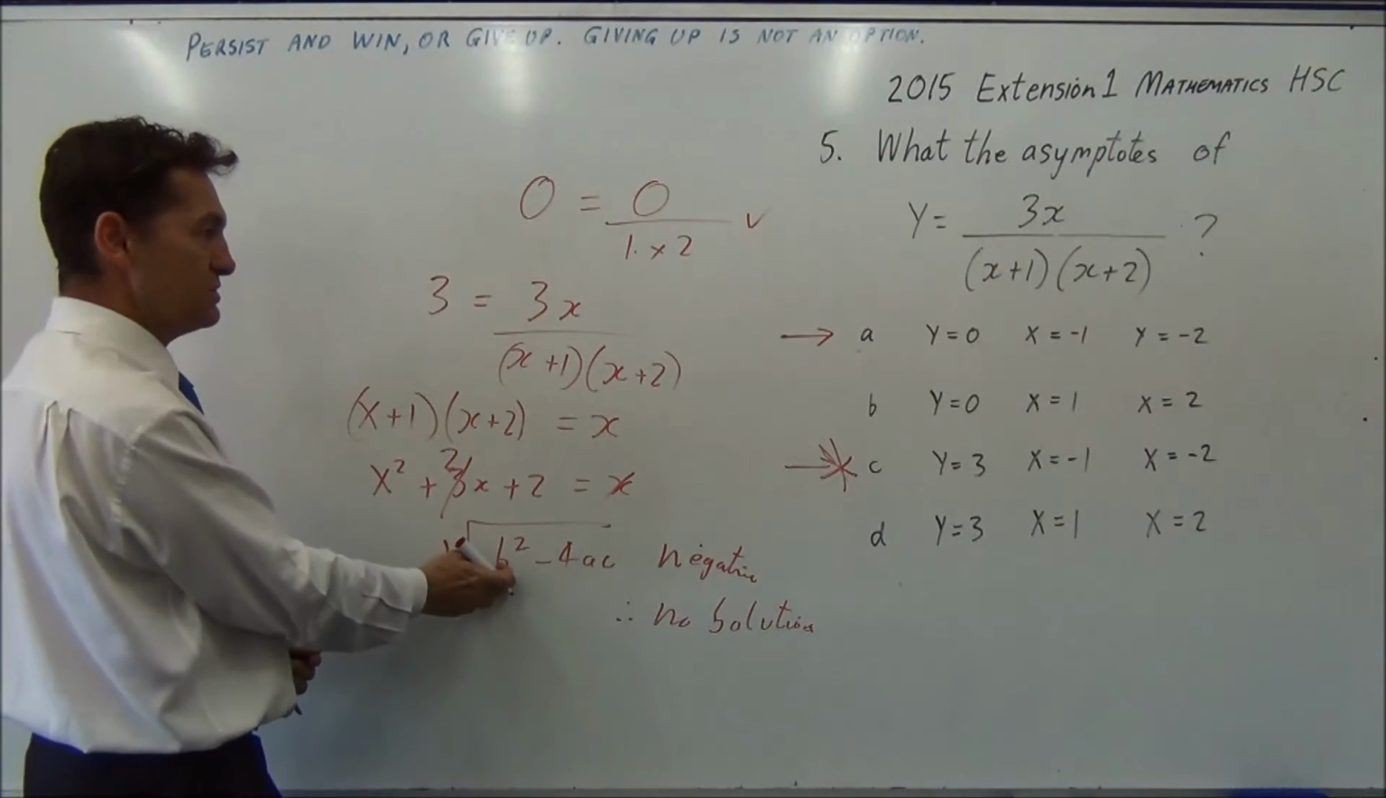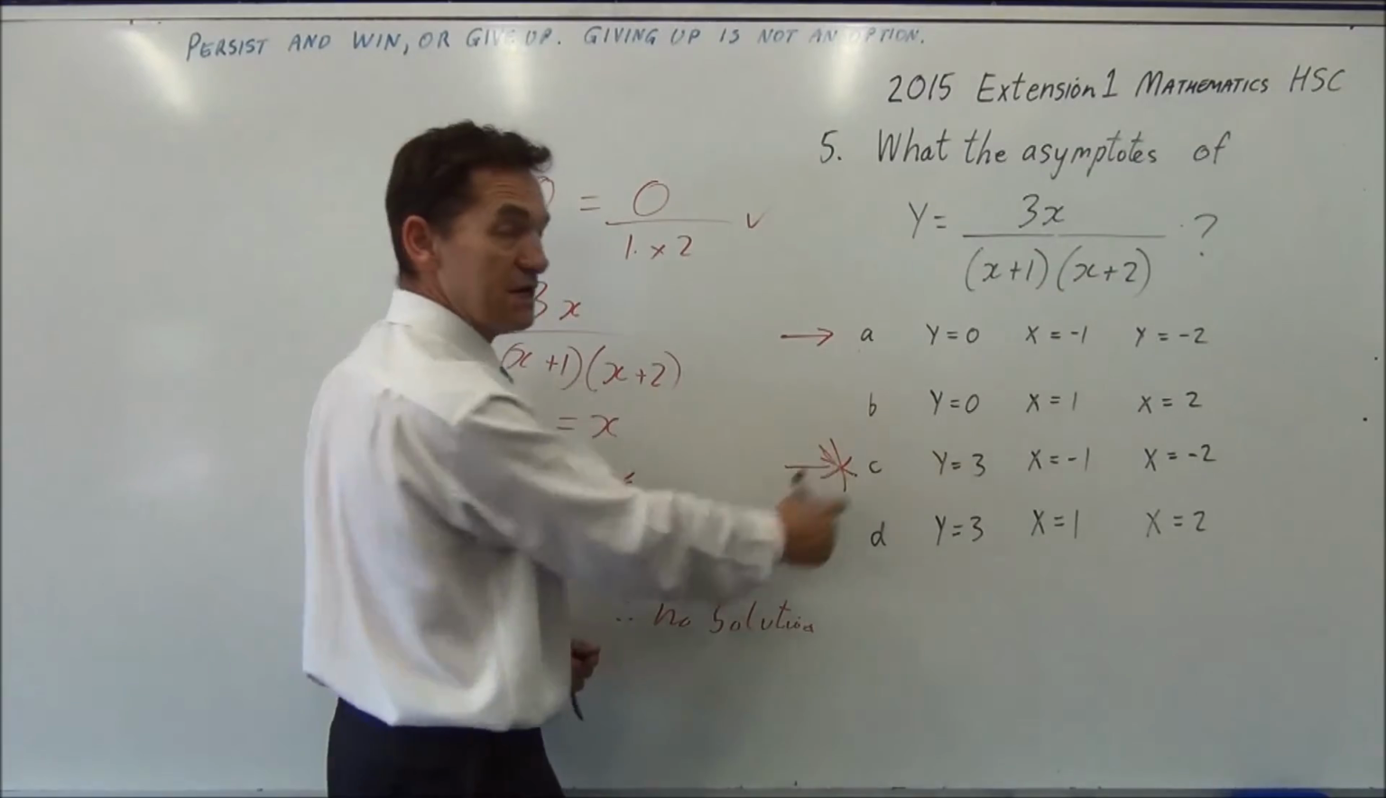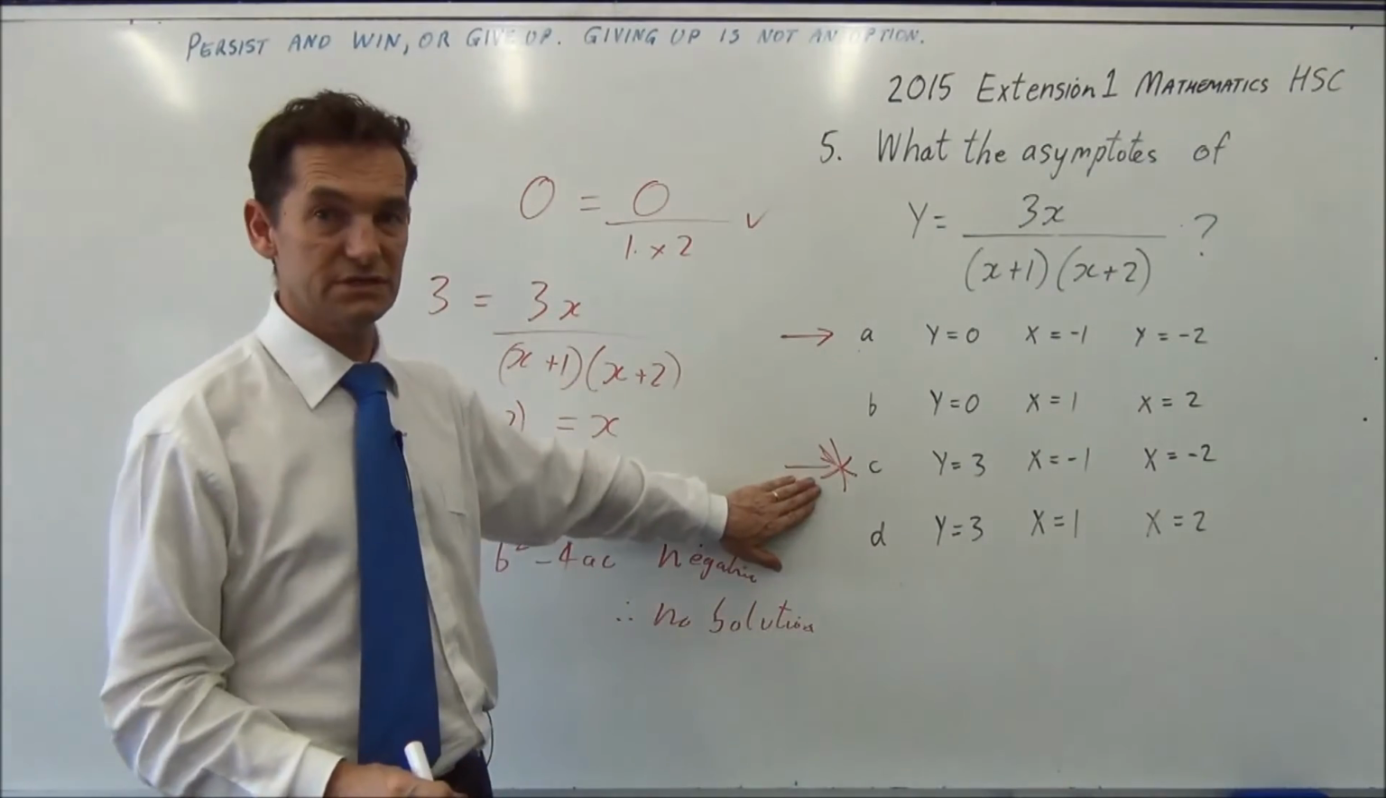So if there's no solutions, when you put in 3, it must be an asymptote. So the answer is C.